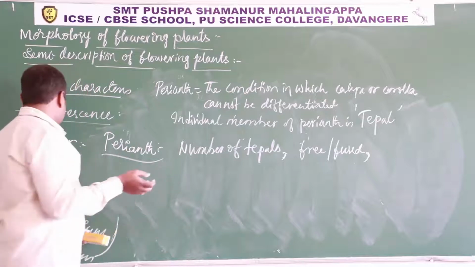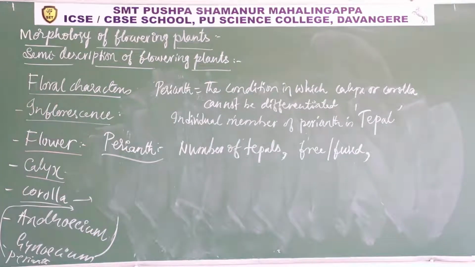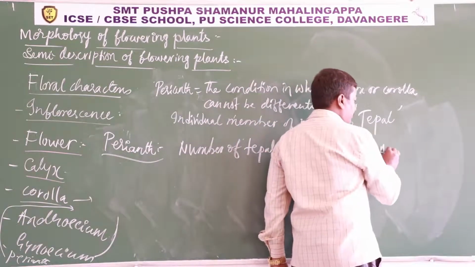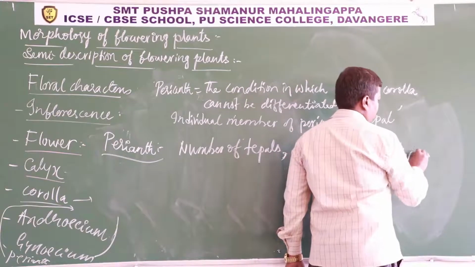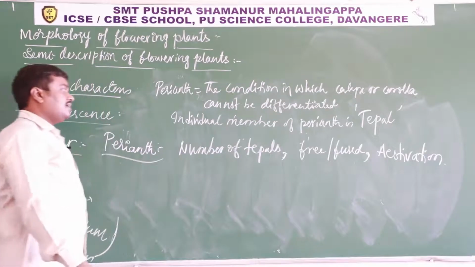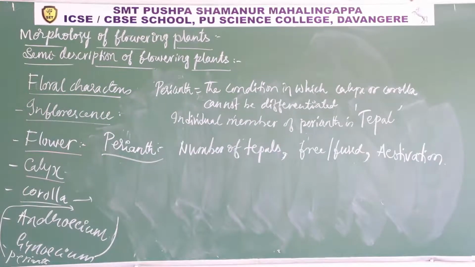So in case of calyx and corolla, we call it polysepalous or gamosepalous. But here we are going to write only free or fused. Then you can mention aestivation. If the stamens are attached to the perianth lobe, the condition is called epiphyllous. Okay, so this is about the floral character.